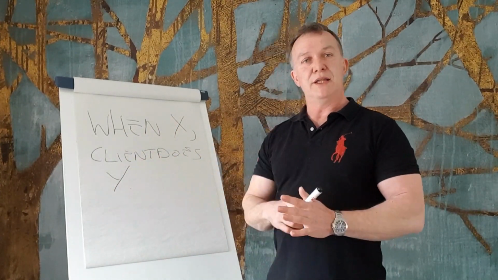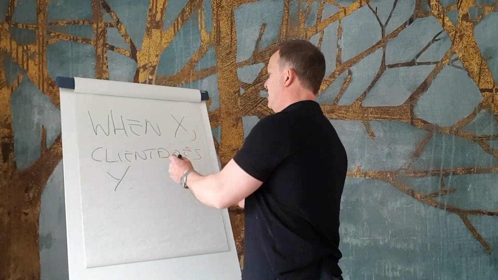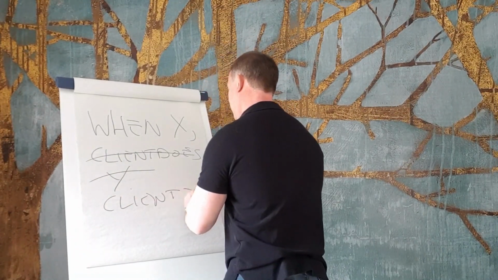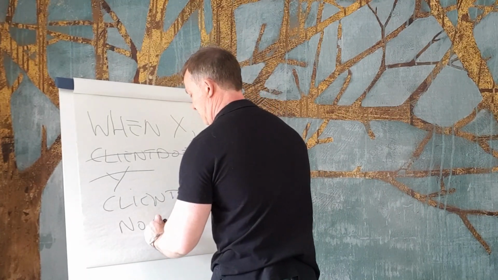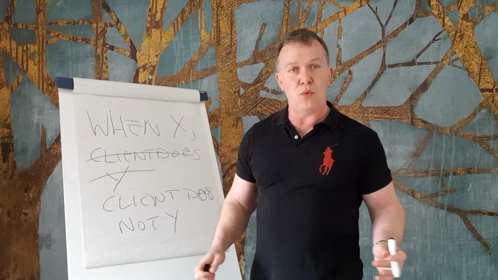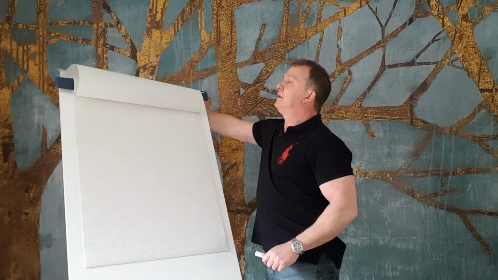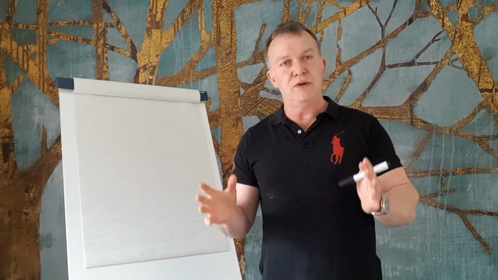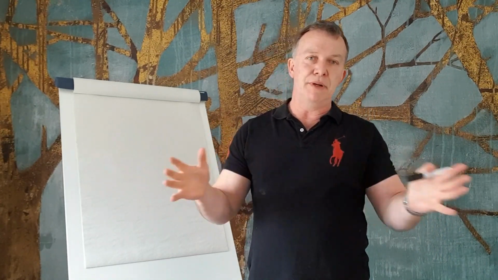And so if you know that, then the solution is, instead of client does Y, you have client does not Y. In other words, anything else that's not Y. And so how are you going to do that? Well, the cleanest, easiest way is to do something called a collapsing anchor. Collapsing anchors are really simple. It comes from NLP, but again, NLP reduced things down to the simplest form.